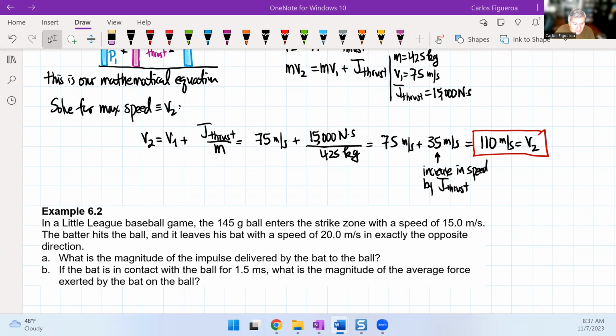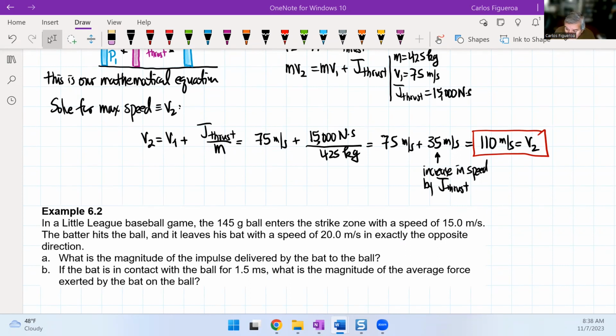It says here, in a Little League baseball game, a 145-gram ball enters the strike zone with a speed of 15 meters a second. The batter hits the ball and it leaves his bat with a speed of 20 meters a second in exactly the opposite direction. Here's what I want you to do. Draw the impulse momentum bar diagram for this situation. Draw me a picture and then draw what the impulse looks like. Okay, let me give you a minute to actually do that, and then I'll start on it.